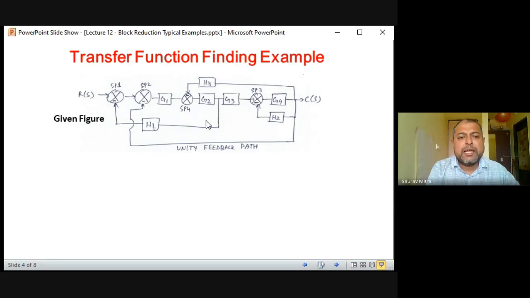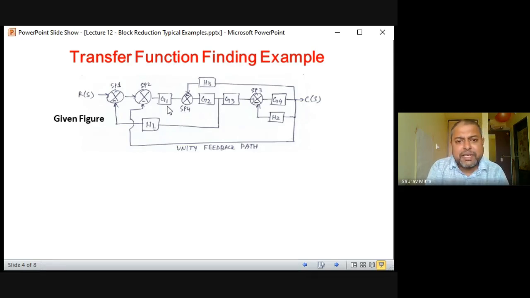Just check that they are overlapping, so we have to separate them out. For that we can exchange the position of SP1 and SP2, so that problem is solved. The second problem is that H1 is connected between G2 and G3. You can take it left, but then also it is not going to solve your problem.